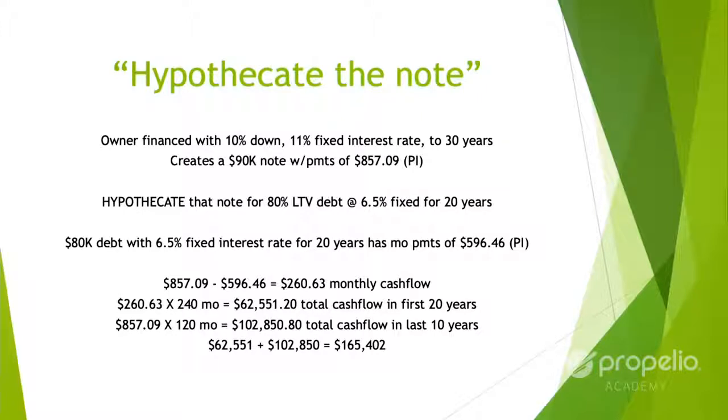So you've got a $90,000 note because you took 10% down, and this creates payments of $857.09. That's principal and interest. This is not taxes. This is not insurance. This is not HOAs. This is not any of the escrows that you're going to be using. This is simply the principal and interest note.